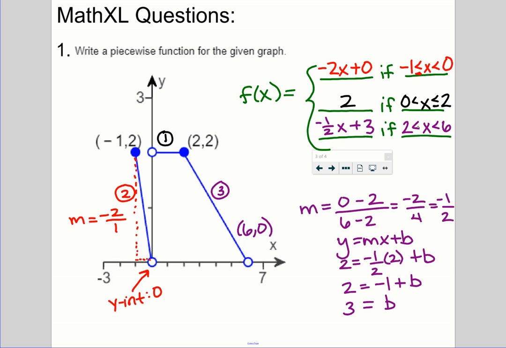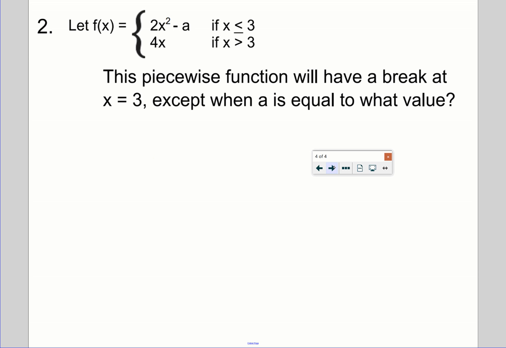Okay, last problem of the day. It says this piecewise function will have a break at x equals 3, except when a is equal to what value? So we don't want it to have a break. We want it to be continuous, which means at 3, we want them to be the same thing. When I plug in 3 to either piece, I get the same point. That happened on the second one on the first page, right? If I plug that number in, I got the same point, 0, 0 for both of them. That's what made it continuous.